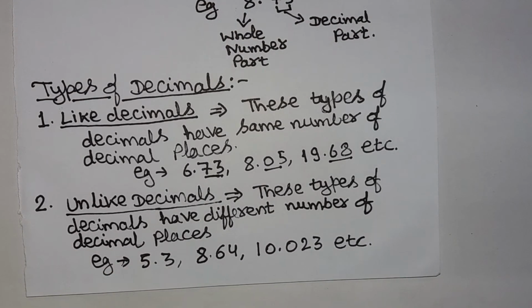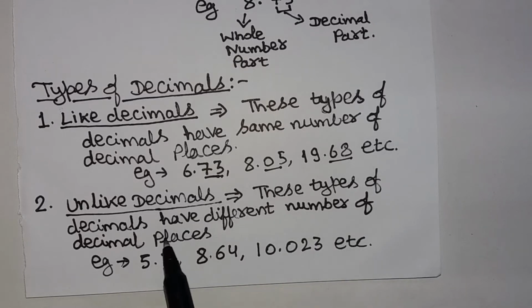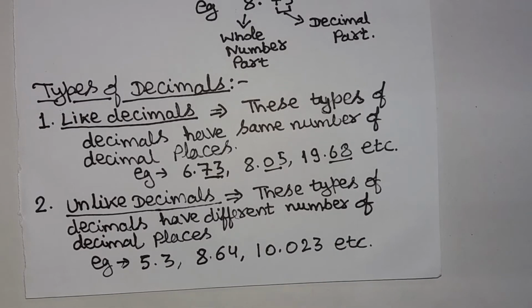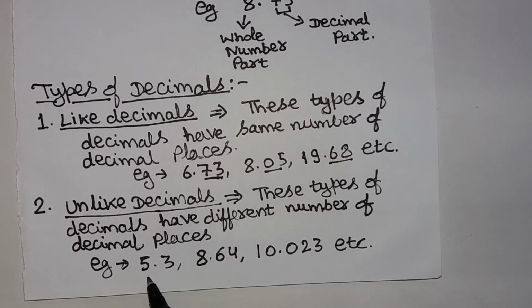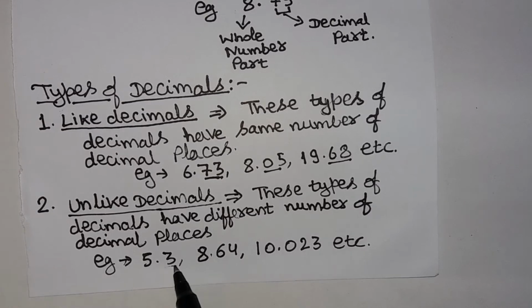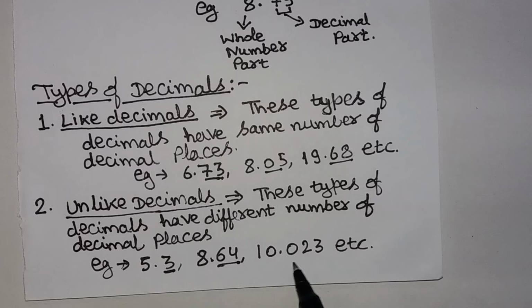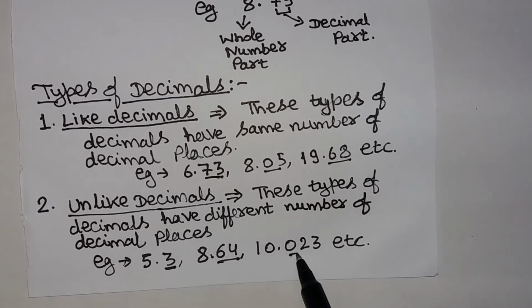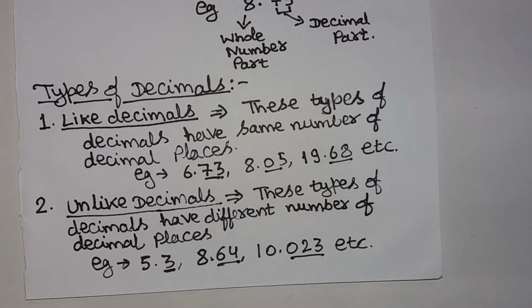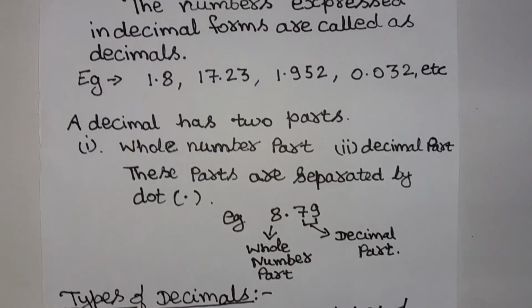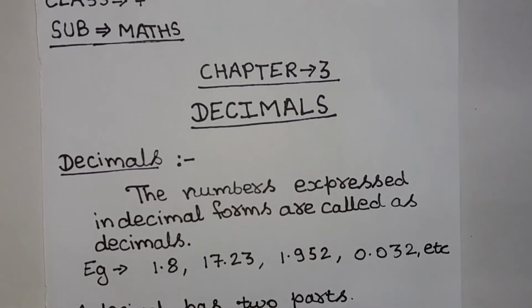And after this, unlike decimals. So what are unlike decimals? These types of decimals have a different number of decimal places. Here 5.3, only one digit. 8.64, two digits. 10.023, here three digits. Means they have different numbers of decimal places. Therefore, these are unlike decimals. So on the basis of this we can do our first exercise.